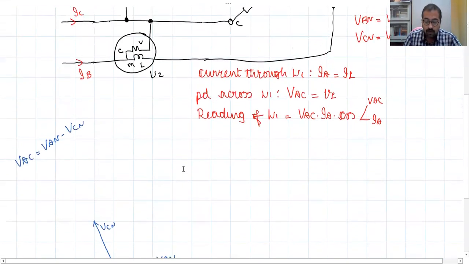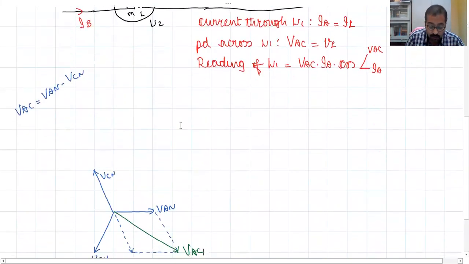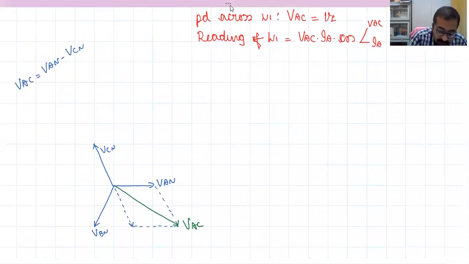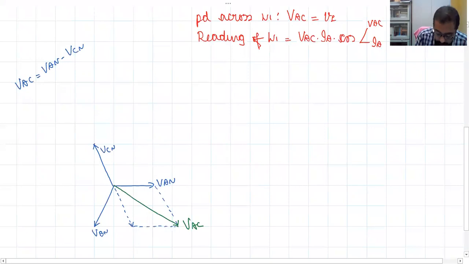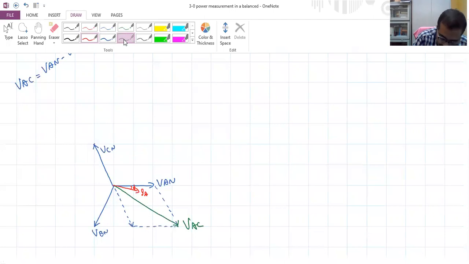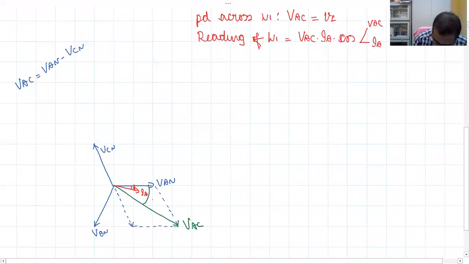Okay, now, so it's a lagging power factor load. So that means where will be my current? My current must be lagging by an angle of phi. So what is this angle? This is current IA. This angle is phi. Now you tell me what is this total angle? This much angle is 30 degrees.